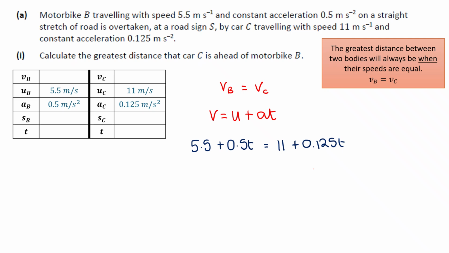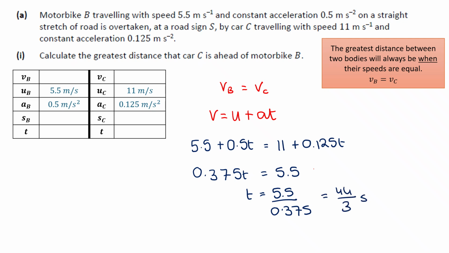Getting all the t's on one side, I get 0.375t is equal to 5.5. So t is 5.5 divided by 0.375. So 5.5 divided by that, and we get 44 over 3 seconds. Or if you want to do some rounding, that works out as 14.6 recurring, so 14.7 seconds. Now, that's the time when the greatest distance happens.